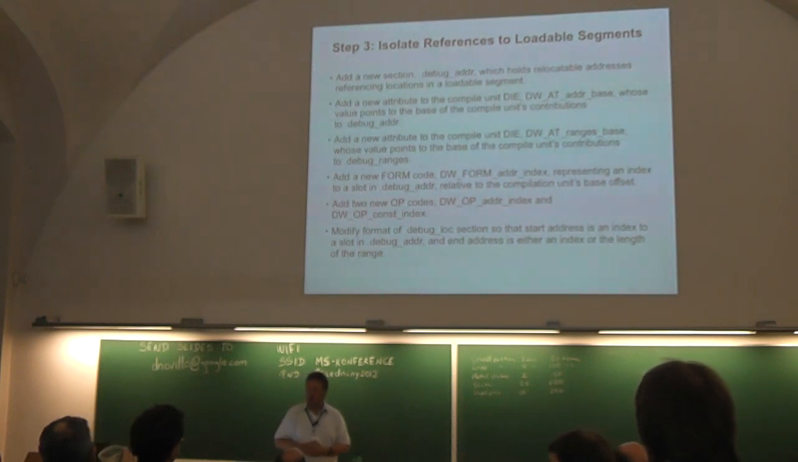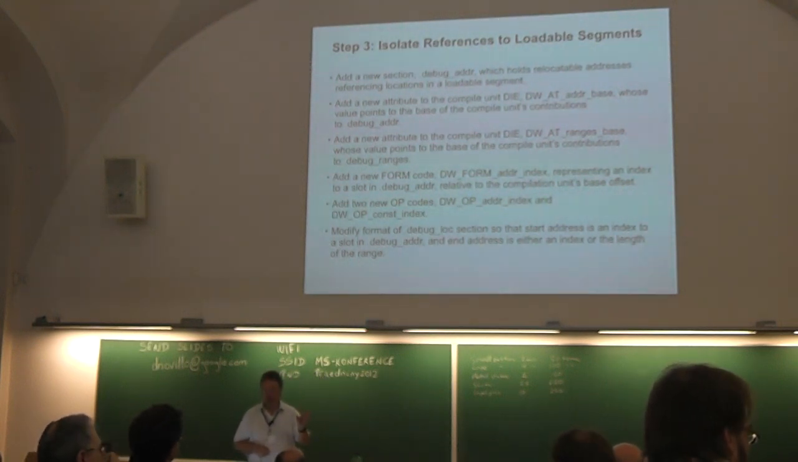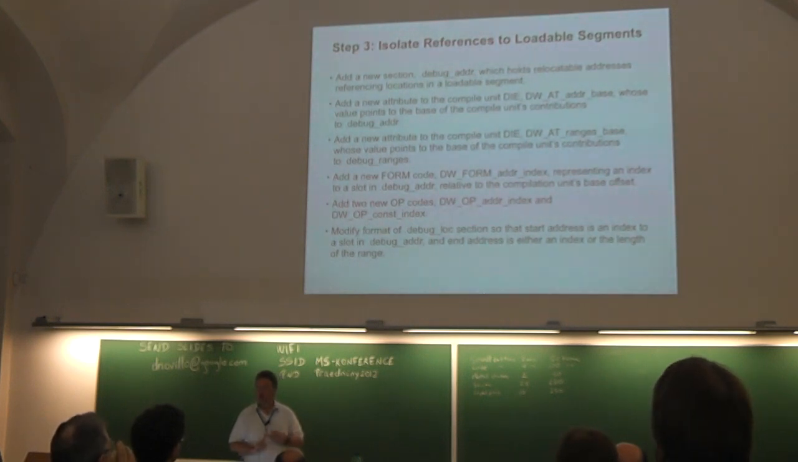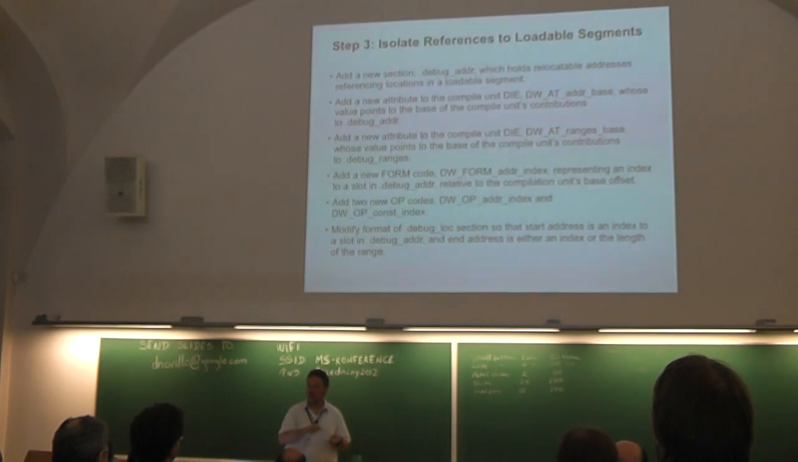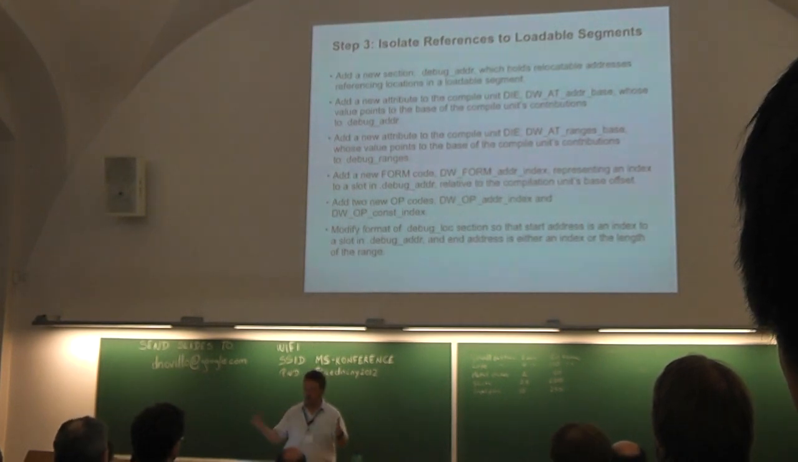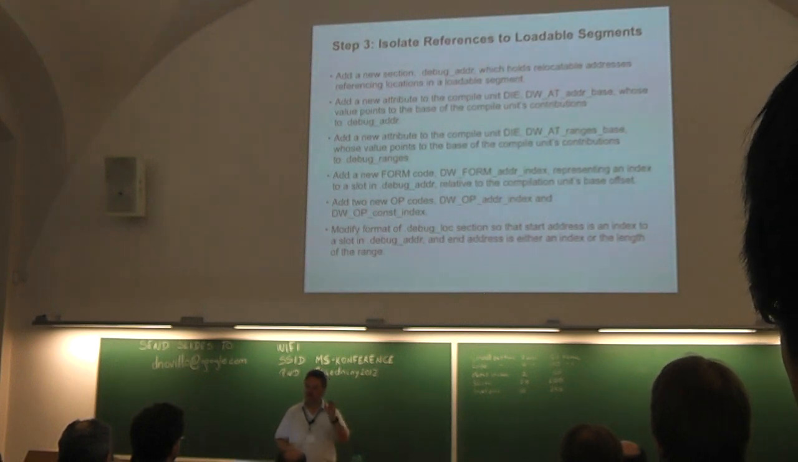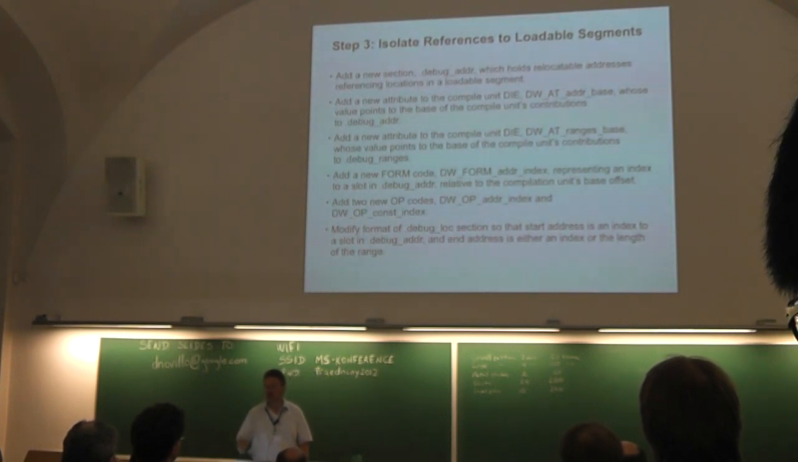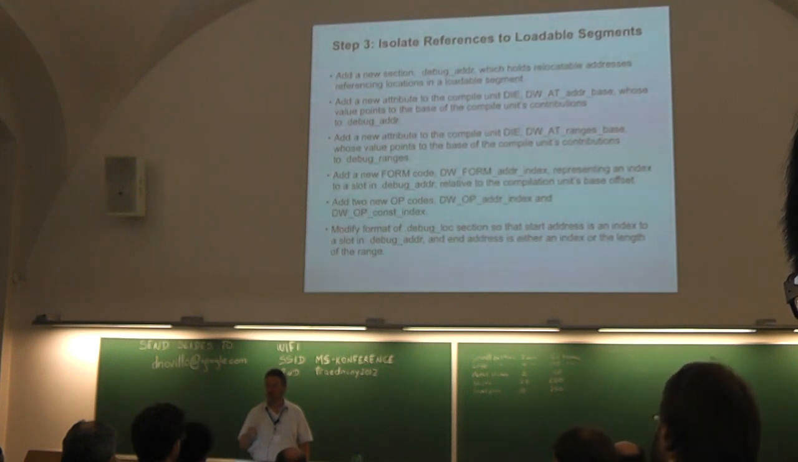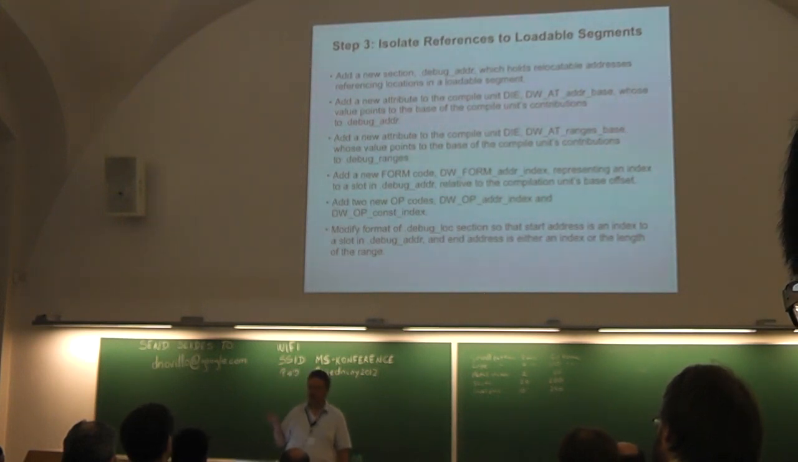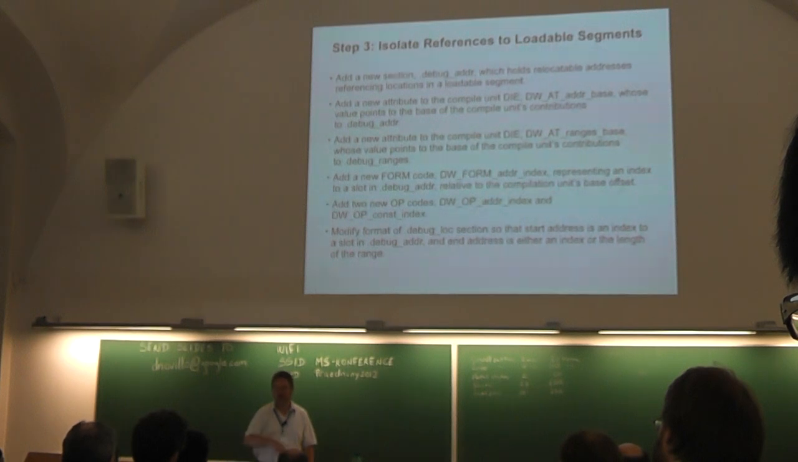We also modified the format of the debug loc section so that the start address is an index to a slot in the debug adder, and the end address can either be an index to another slot in the debug adder, or it can simply be a range length. So instead of start and stop, we can use start and length for debug loc entries, and that saves a lot. Likewise, I think it was Mark who introduced an optimization in GCC, that's not in trunk yet, that lets DW_AT_high_pc be a constant length instead of an address. And we've incorporated that patch into our patch, even though it's not in trunk yet.